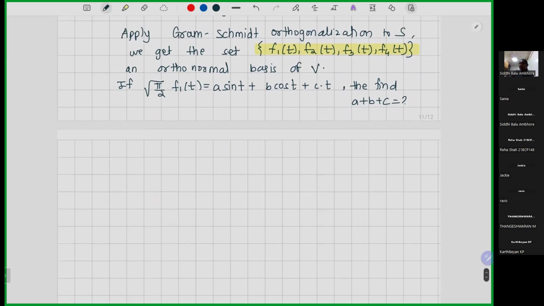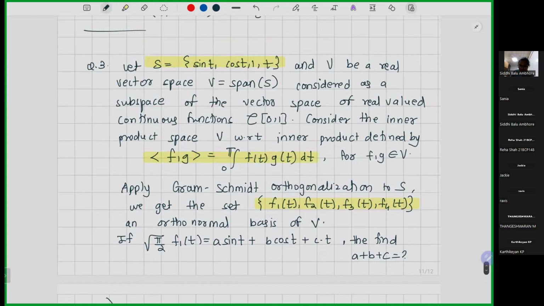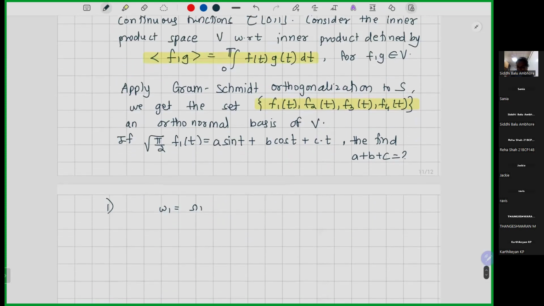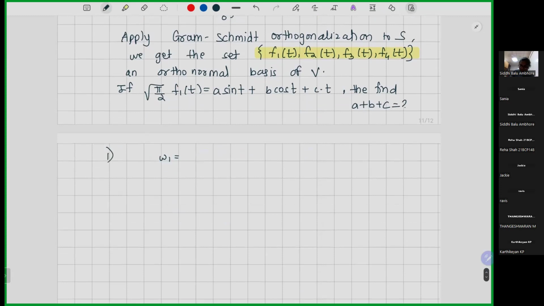Okay, so let us start with F1. So what is F1? First, W1 will be just sin t. Okay, W1 is sin t. So therefore f1 will be what? Sine t by norm of sine t. Okay.